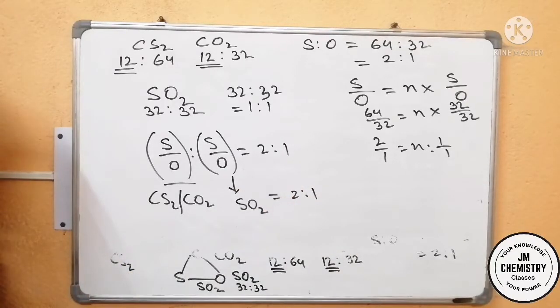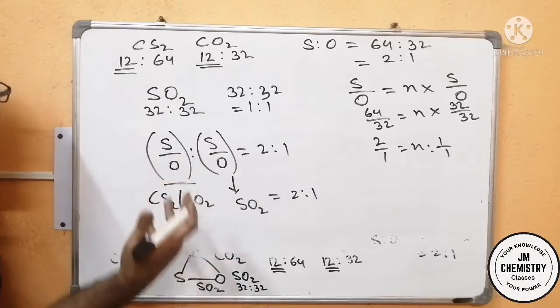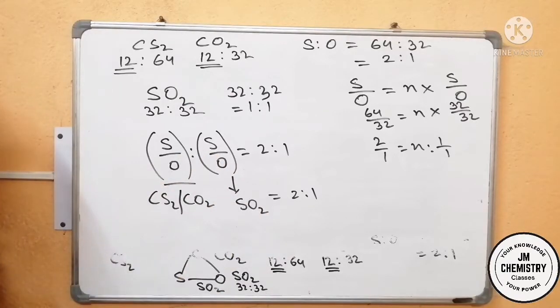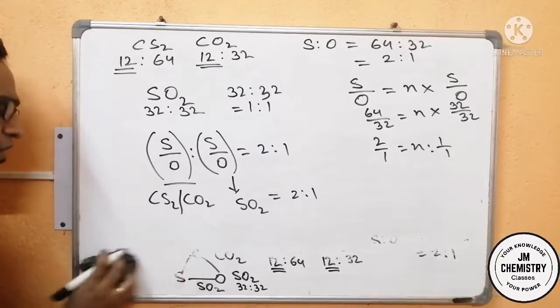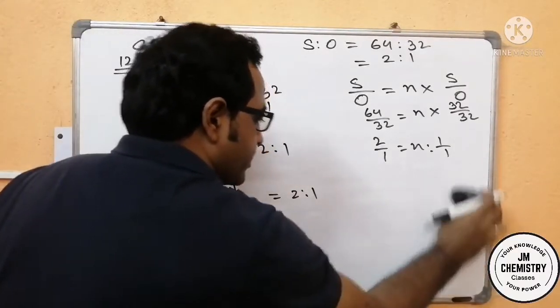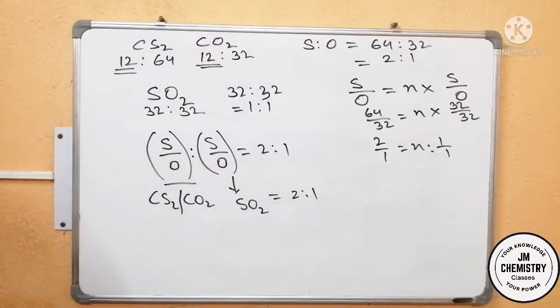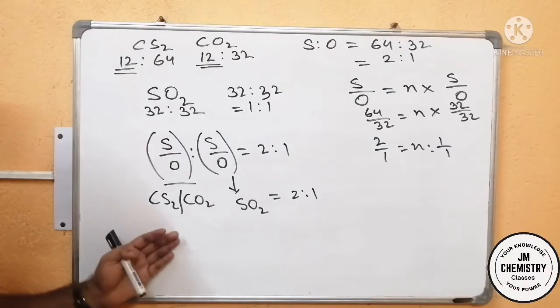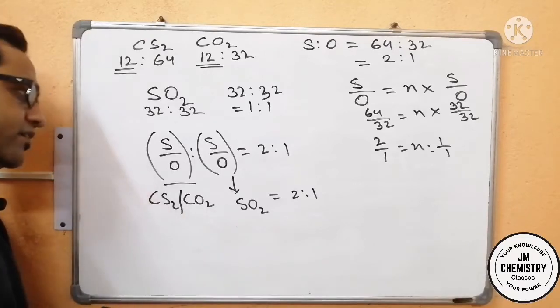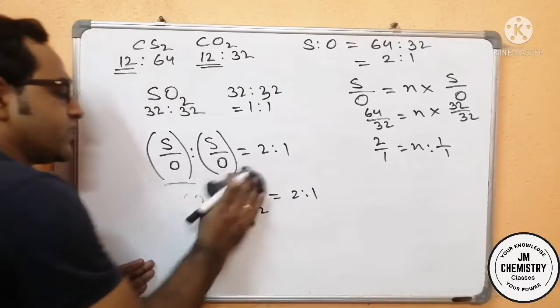Sometimes it becomes 1, that means the two ratios are the same. Sometimes it becomes 2:1, 3:1, 4:1, like this. So this was the law of reciprocal proportion. You can do it with carbon, oxygen, hydrogen. So let's do it with carbon, oxygen, hydrogen.